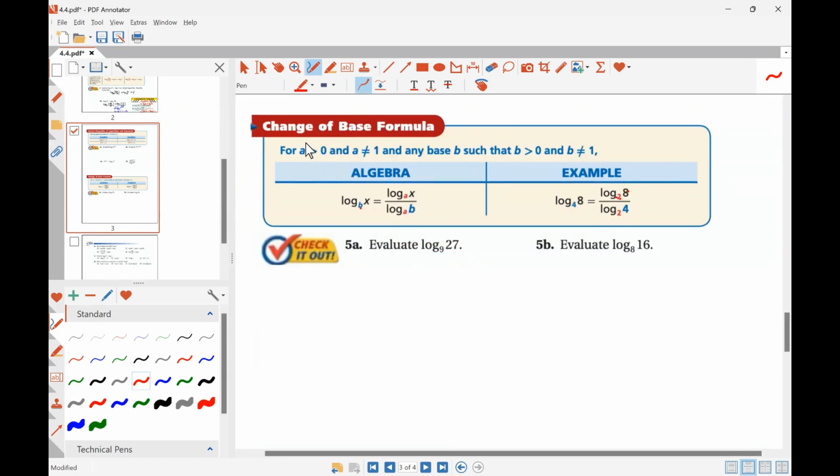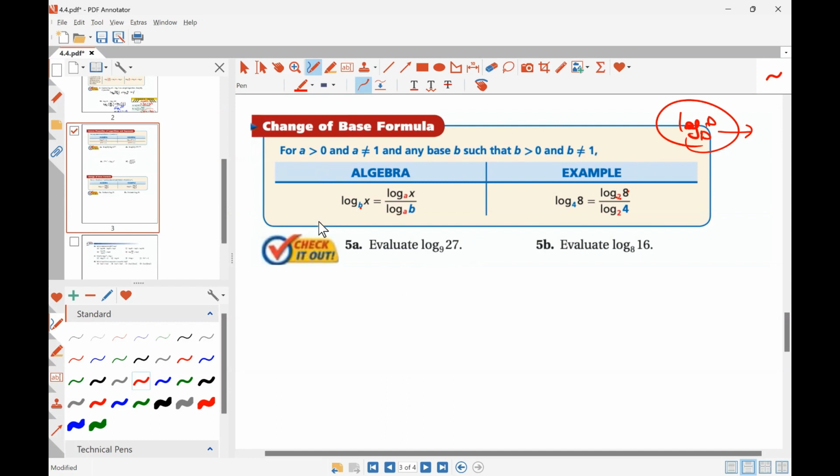And finally, we have the change of base formula. We apply this formula when we cannot calculate a logarithm. For example, some calculators don't have this button, log base something of something. This button is not available in all the calculators. So when we have such numbers, we can change the base into something that we already know, or something we can simplify by hand so that we can evaluate.